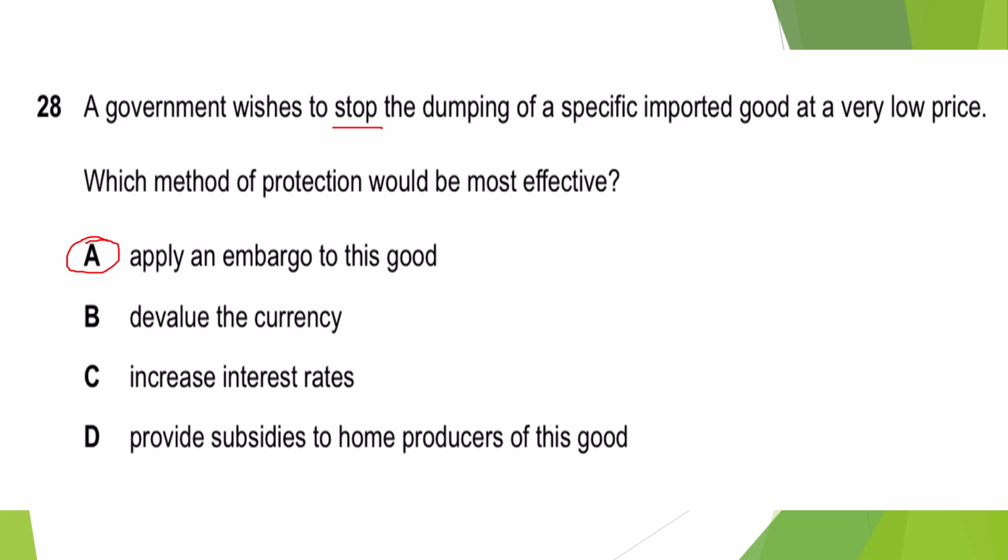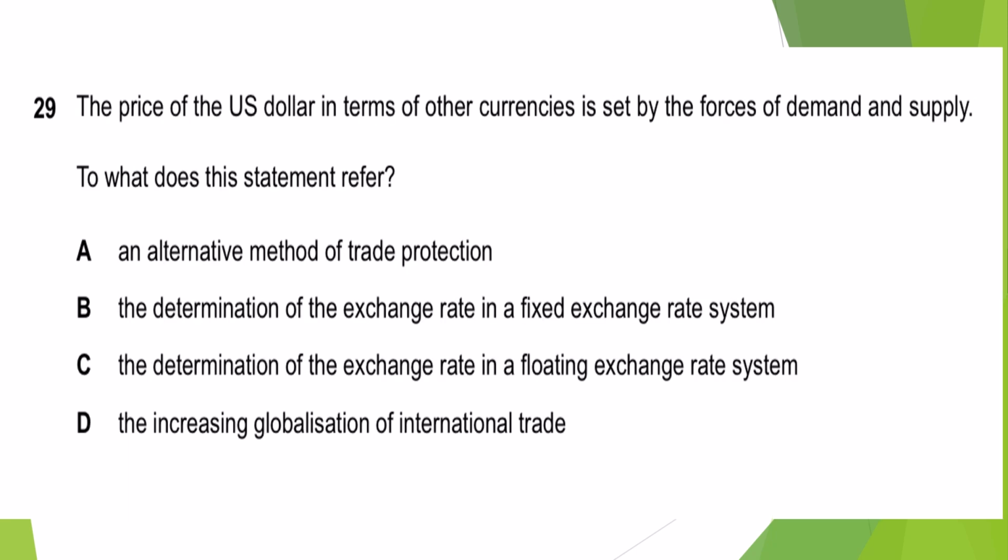So this would be... number 29. The price of the US dollar in terms of other currency is set by the forces of demand and supply. To what does this statement refer? Okay, so it's asking about the price of the US dollar in terms of other currency. So that is an exchange rate, the price of a currency in terms of another currency. So first of all, we need to look at the exchange rate.